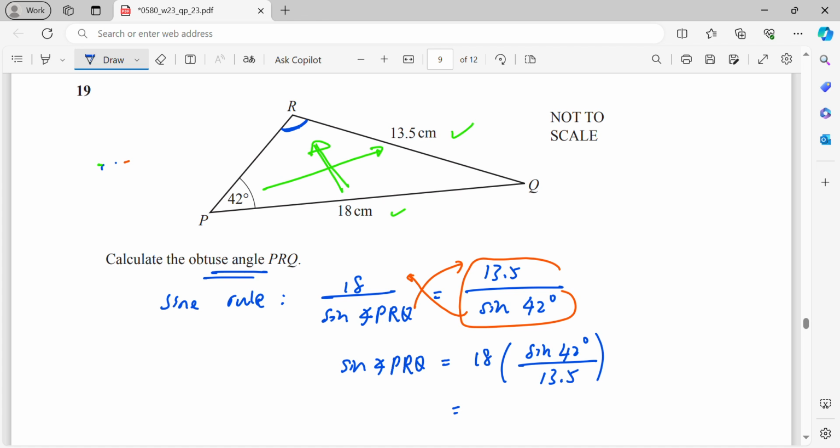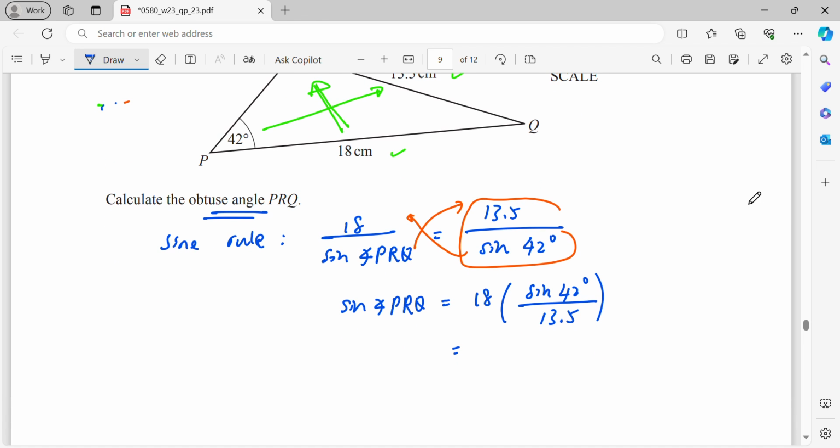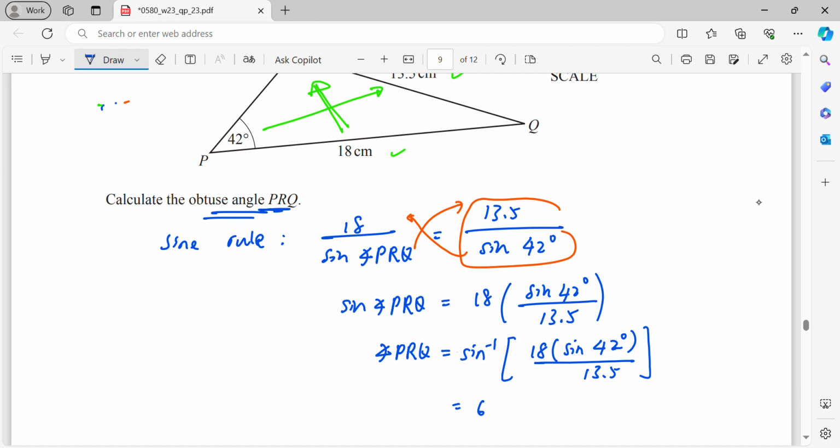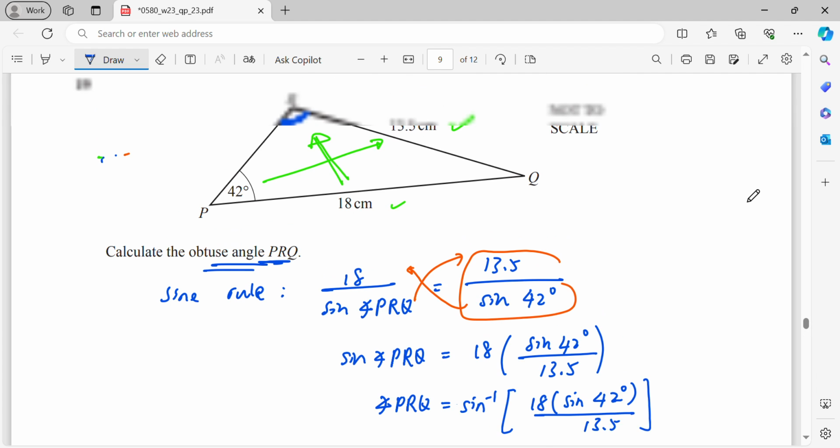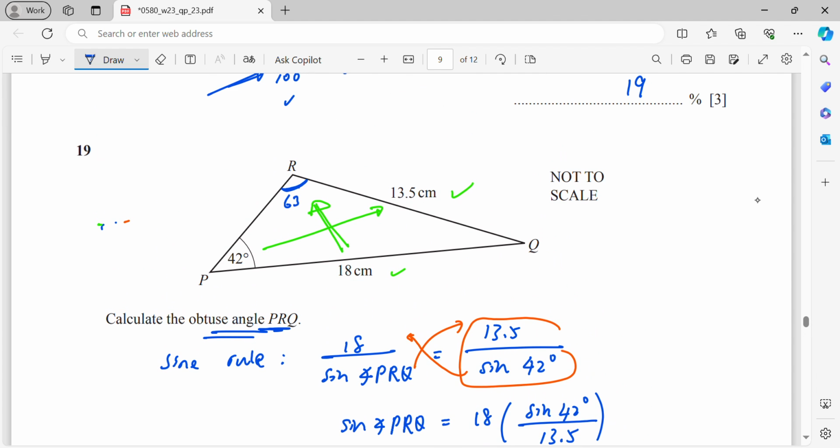Then because the question is asking for PRQ, I will just move the sine to the other side first. It becomes inverse sine. Then I will get a more accurate answer because I don't want to round up my calculation on the right side. So I will write 18 times sine 42 degrees, then over 13.5. This is going to be 63.1 degrees. So from the calculation, we are getting 63.1 degrees.